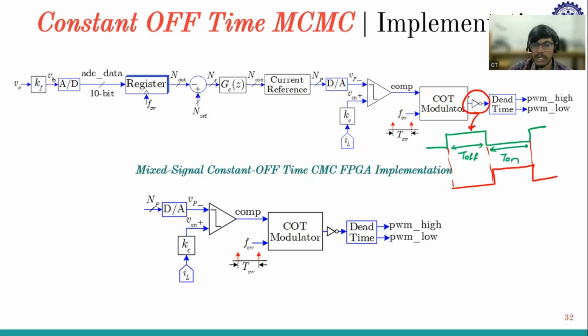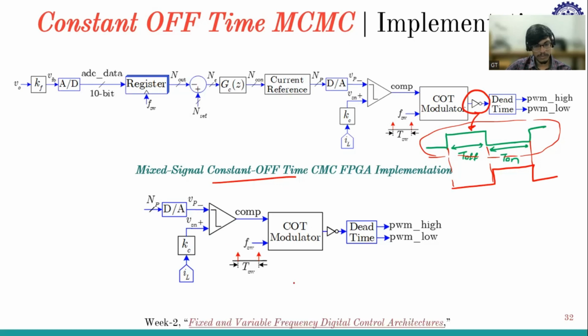So the code is written in such a way that the output of the COT modulator will be like this. But we want the exact opposite thing. So that's why the inverter is put. And this is just the same thing which we have discussed for constant on time, except there it is valley current mode. Here it is peak current mode. And if you want, you can refer to this.